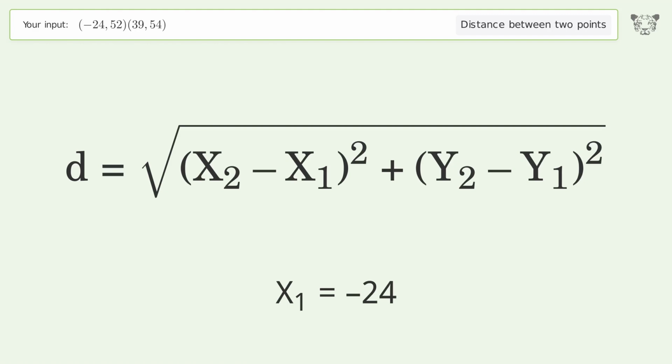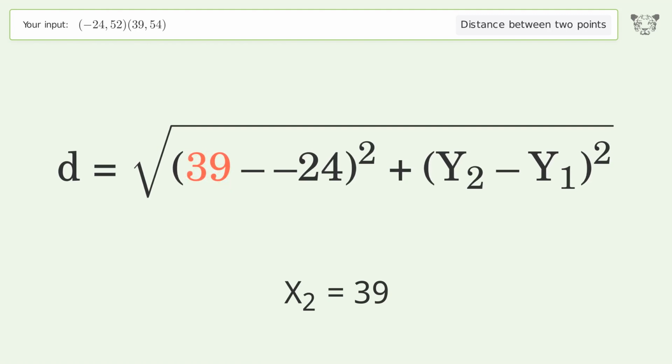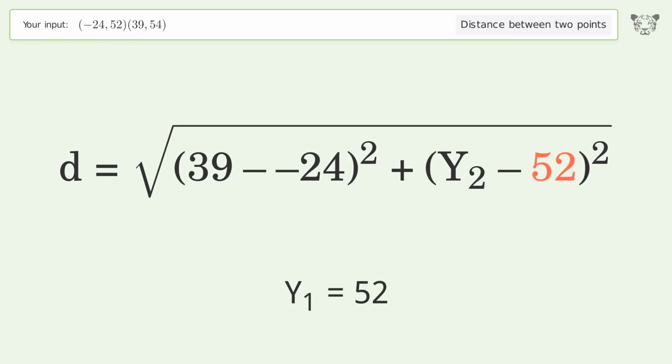x1 equals -24. x2 equals 39. y1 equals 52. y2 equals 54.